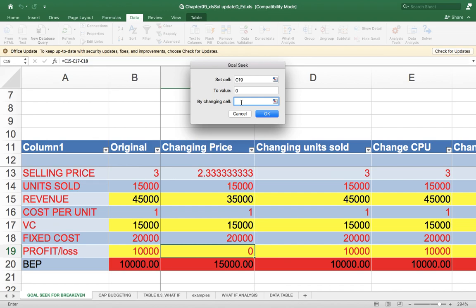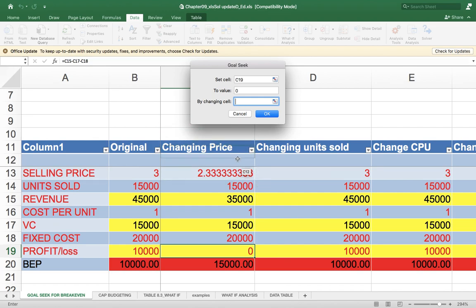See the original one. Original selling price is $3, units sold 15,000, revenue 45,000, cost per unit will be 1. Then the profit will be 10,000. For example, I want my profit to be 0. I want to find my 0 profit. When is my 0 profit?